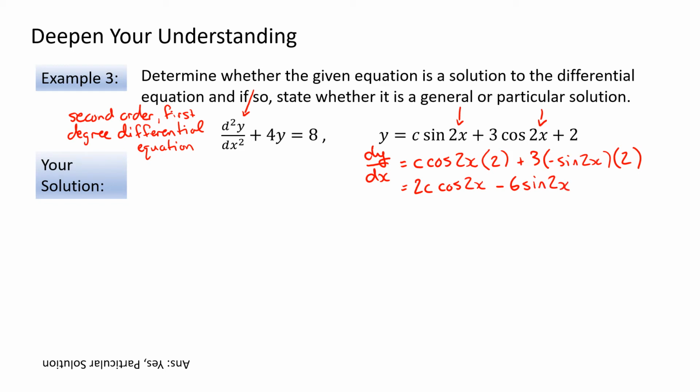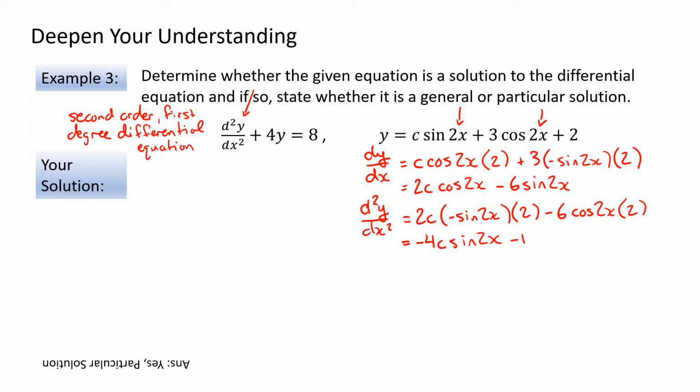Now looking for the second derivative, d squared y by dx squared, we get the first term, which is 2 times c times negative sine of 2x, again times the derivative of the term inside the trig function, which is 2, minus 6 cosine of 2x, again times the derivative within that sine function, which is 2. Simplifying this, we get negative 4c sine of 2x minus 12 cosine of 2x.